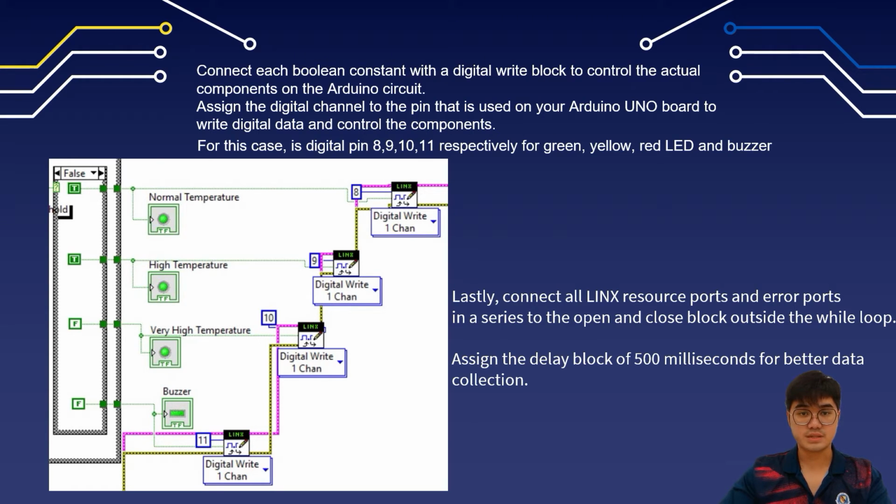Connect each Boolean constant with digital write blocks to control the actual components on the Arduino circuit. Assign the digital channels to the pins that are used on your Arduino Uno board to write digital data and control the components. For this case, it is digital pins 8, 9, 10, 11 respectively for the green, yellow, red LEDs and buzzer. Lastly, connect all the resource ports and error ports in series to the open and close blocks outside the while loop. Assign the delay block for 500 milliseconds for better data collection.